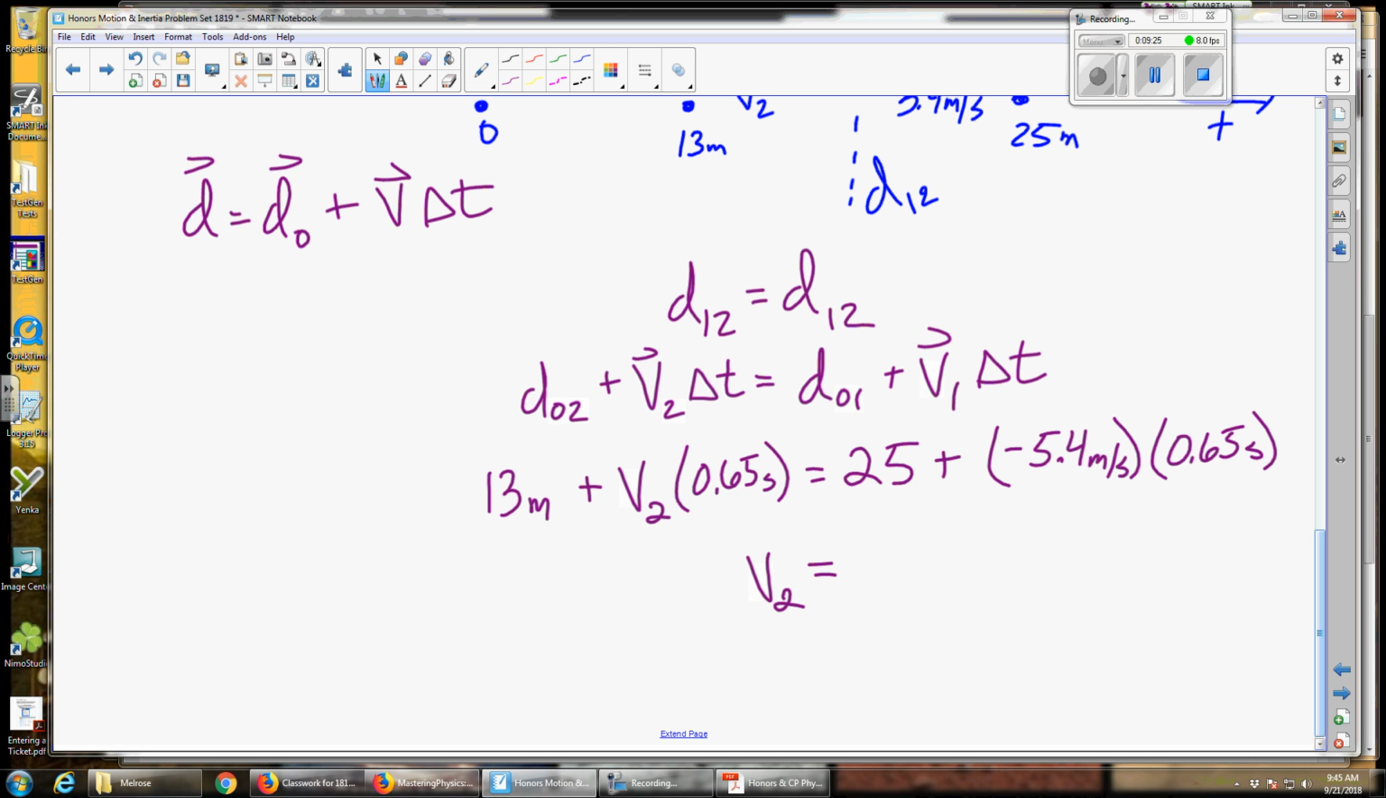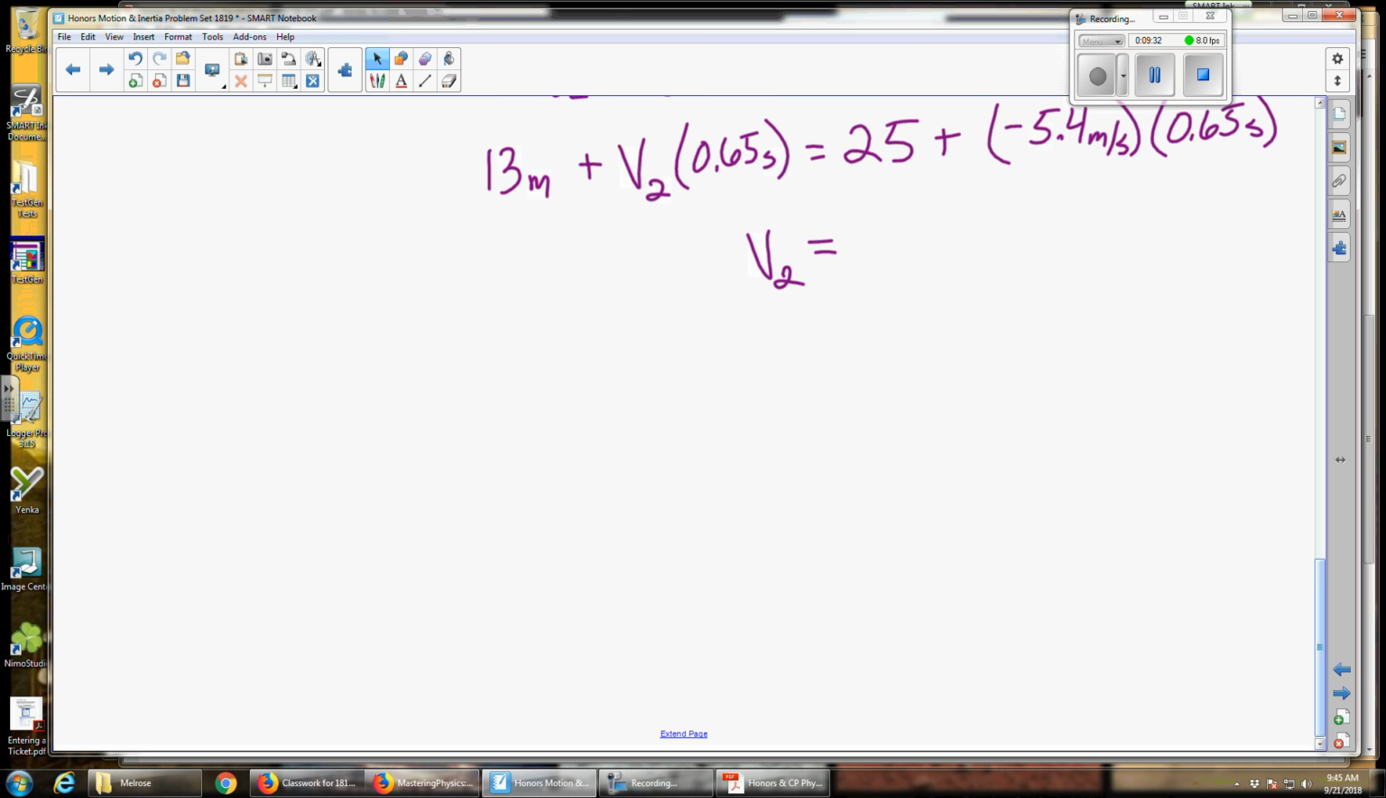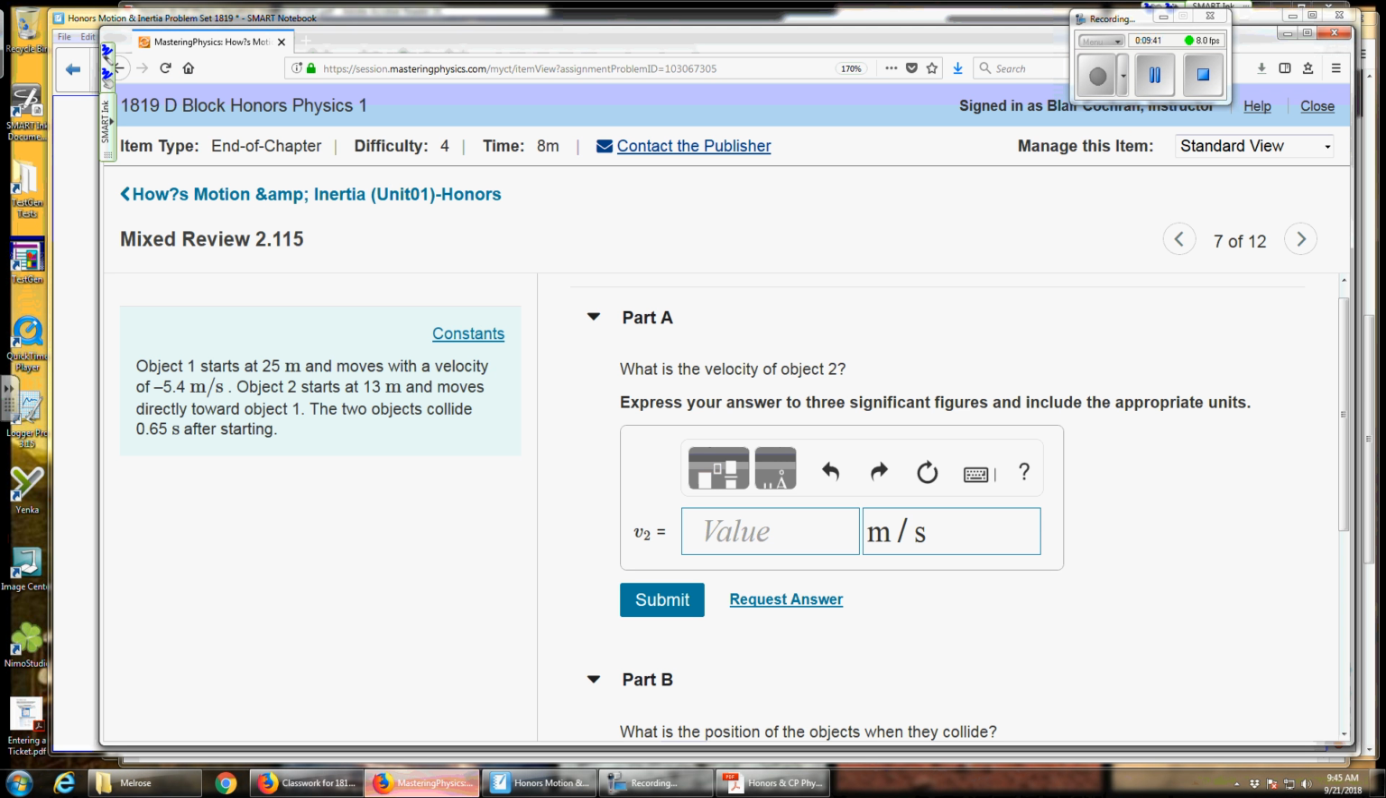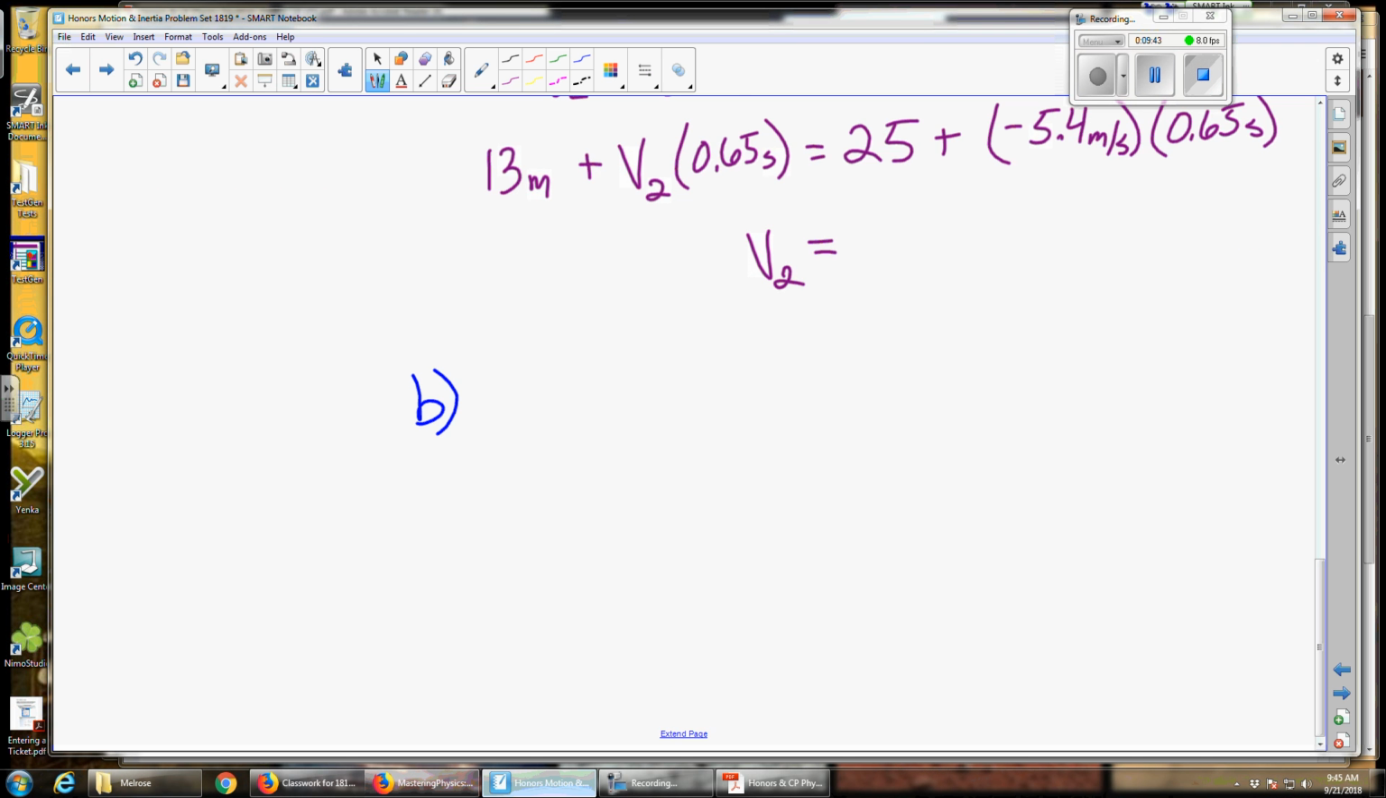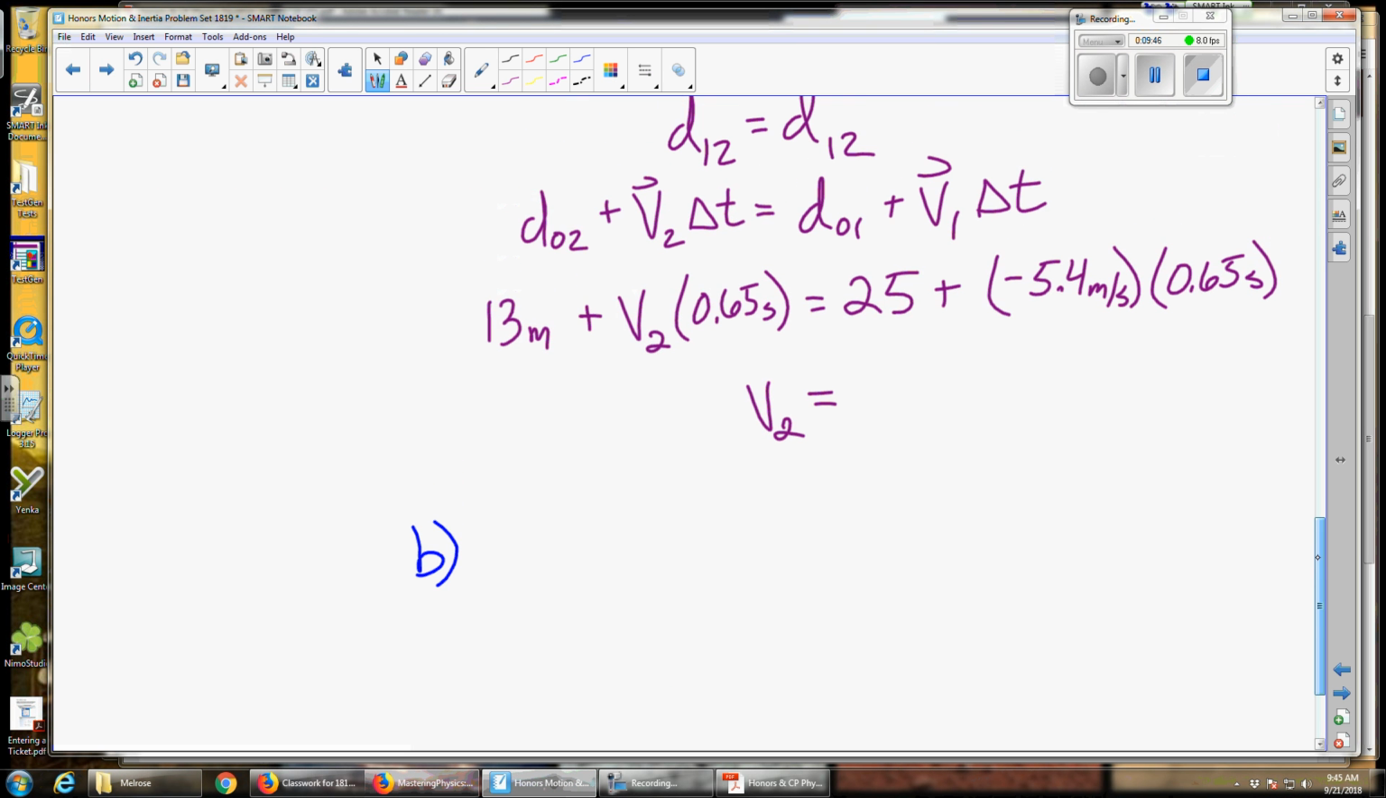Any question on part A before I jump into part B? None. All right. Let's do part B. Part B. It wants to know where is that position. All right. So I can pick either side of this, right? Because they both equal D12. I'm going to pick this side because if I messed up the first side, at least I won't mess up my second answer.